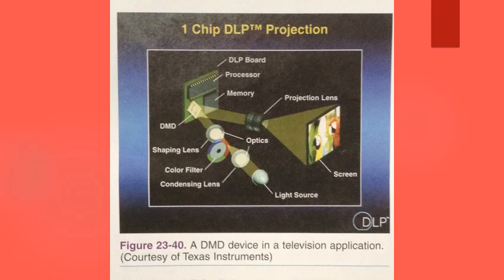The light passes through the color wheel filter and then strikes the DMD as it is reflected through the lens, which projects the image on the television screen.